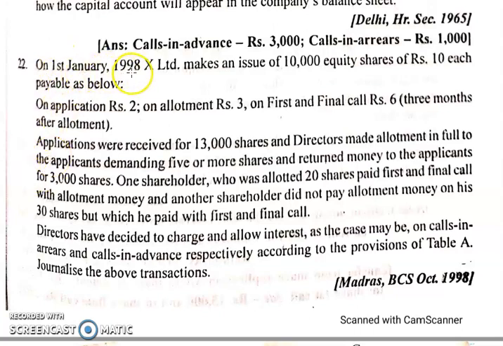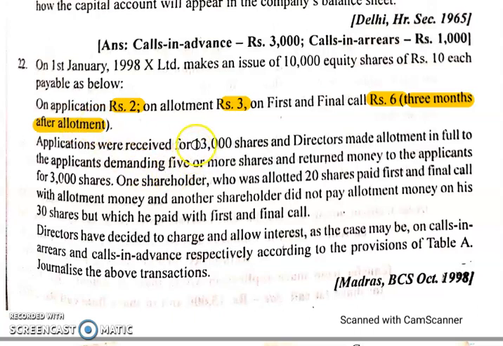On 1st January 1998, X Limited makes an issue of 10,000 equity shares of 10 each, payable as given here: 2 rupees on application, 3 rupees on allotment, and 6 rupees on first and final call. You have to check here, 3 months after allotment. This information will be useful for you to calculate the interest.